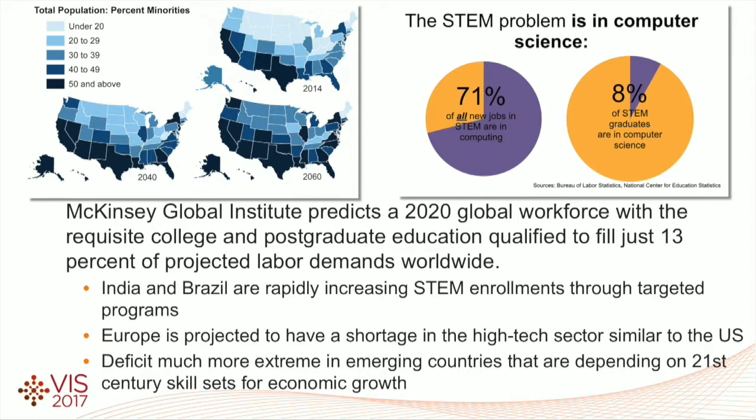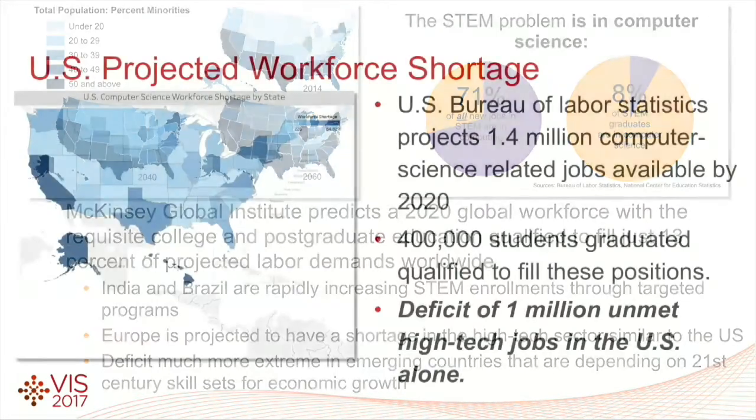But a couple of countries, India and Brazil, are doing very well because they have very targeted programs for this. Europe looks very much like the United States. And the deficit is much more extreme in the African countries, which are emerging countries and are going to need some sort of computational or digital skill. The numbers going into them aren't at all representative of the population.